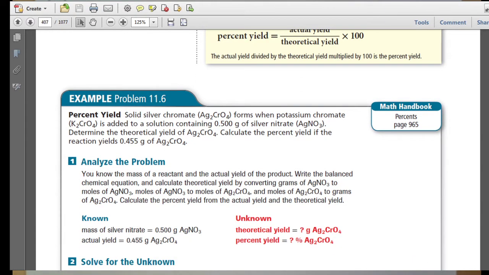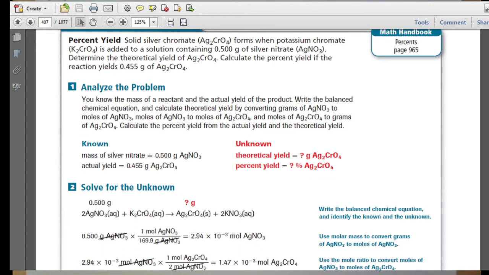Let's look at example problem 11.6. Solid silver chromate forms when potassium chromate is added to a solution containing 0.5 grams of silver nitrate. Determine the theoretical yield of silver chromate and calculate the percent yield if the reaction yields 0.455 grams of silver chromate. To analyze this problem, you know the mass of a reactant and the actual yield of the product. Write the balanced chemical equation and calculate the theoretical yield by converting grams of silver nitrate to moles of silver nitrate, moles of silver nitrate to moles of silver chromate, and moles of silver chromate to grams of silver chromate. Calculate the percent yield from the actual yield and the theoretical yield.